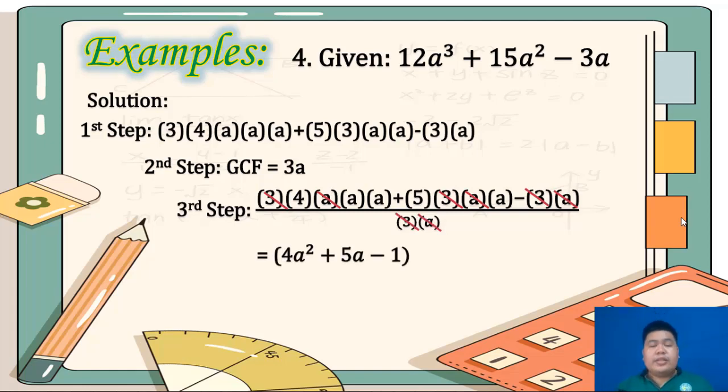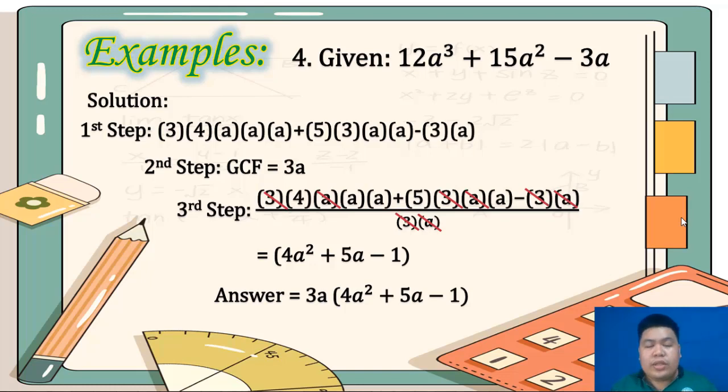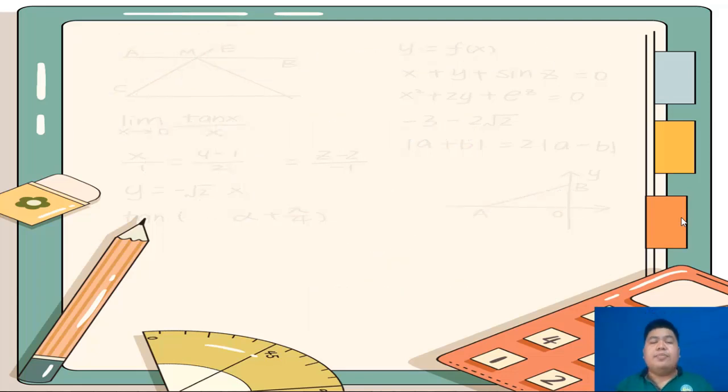Then write the remaining factor, which is 4a squared plus 5a minus 1. Then our last step is to combine. Our answer is 3a quantity 4a squared plus 5a minus 1. And let's try to have our last example.